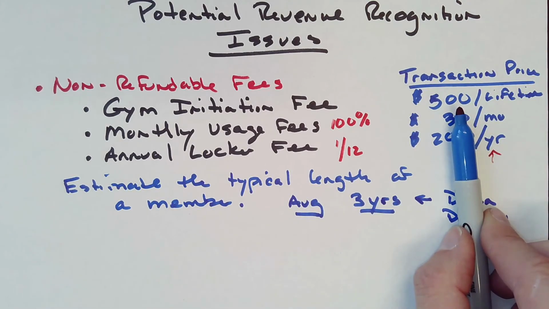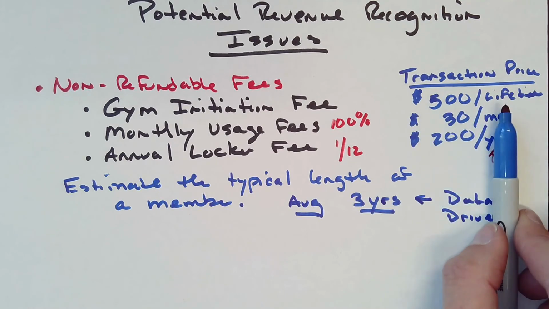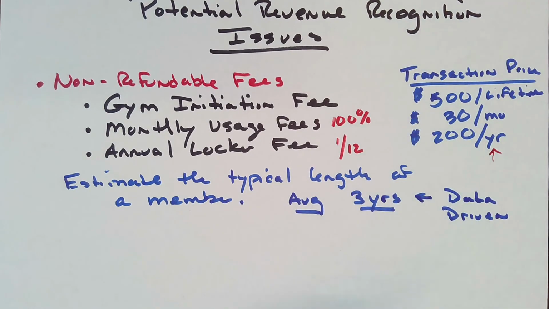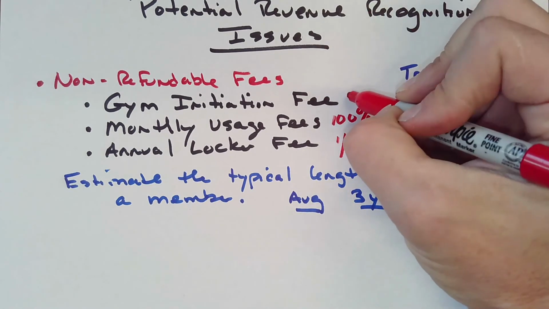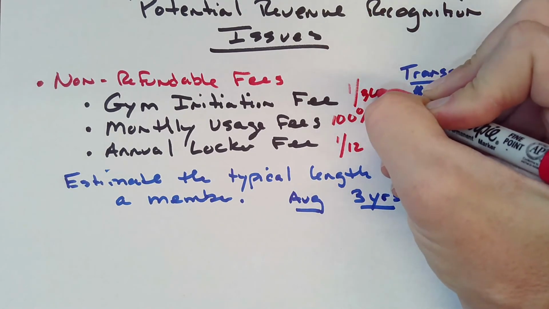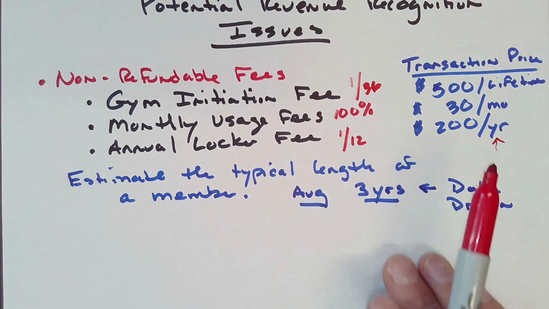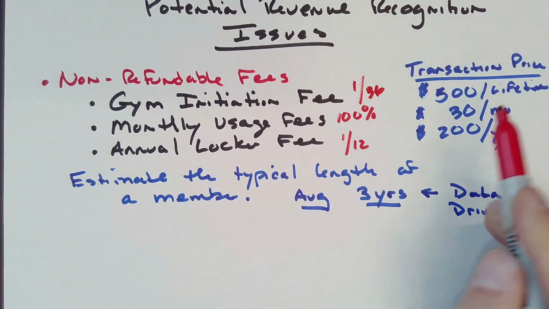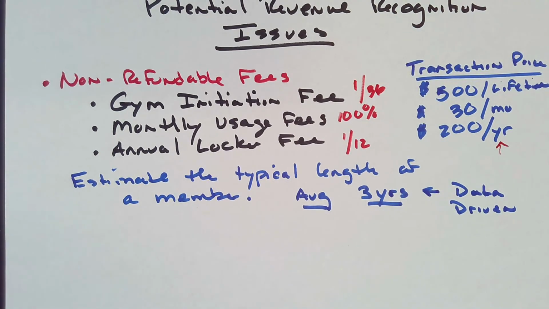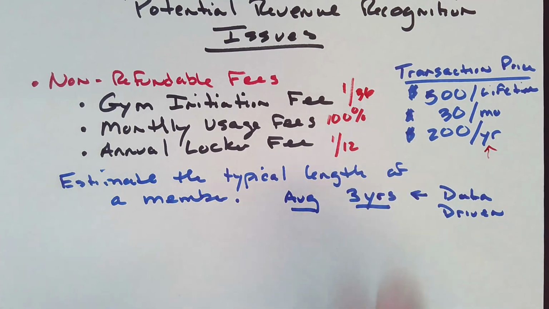So this $500 doesn't get recognized up front. It has to be spread out over 3 years. So I'm only going to recognize 1/36, three years times 12 months. Every month I'm going to recognize 1/36 of this $500. That's tricky, right? This is a little bit tricky. So I've got 3 different performance obligations that require 3 different types of calculations of revenue recognition.